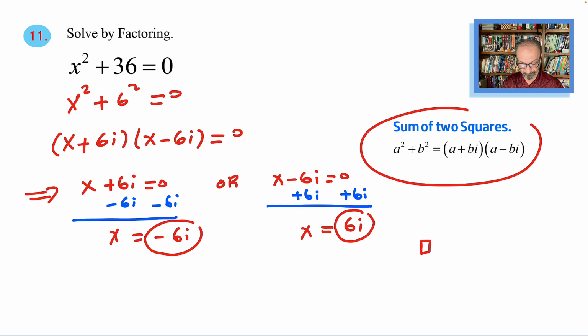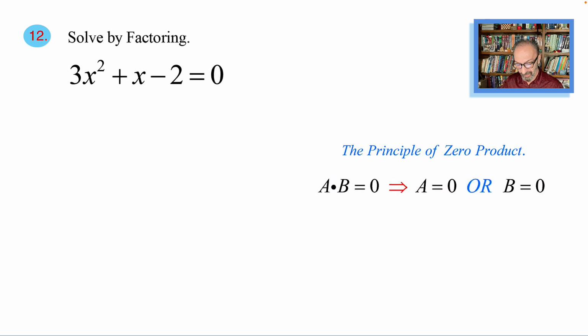Number 12. To factor this and use the principle of zero product, a times b equals 0 implies that either a is 0 or b is 0. We have the following. So we want to make sure, let's start with 3x and x. I don't have too many options for 3x squared. It should go like 3x times x. For 2, I could go 2 times 1 or 1 times 2.